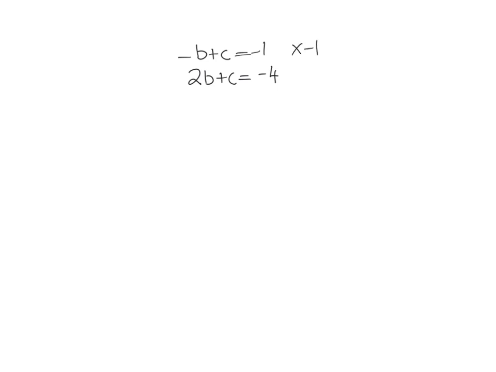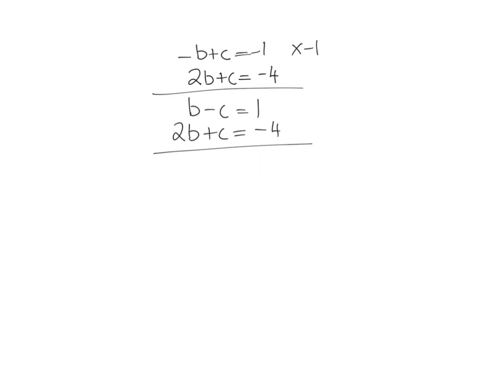So I'm going to multiply both sides by minus 1. So we'll get b minus c is equal to 1. And then the second line stays the same. So it's 2b plus c is equal to minus 4. Now, we say to ourselves, is the number in front of c the same? It is. Are the signs different? They are. So then we can add the two lines together.